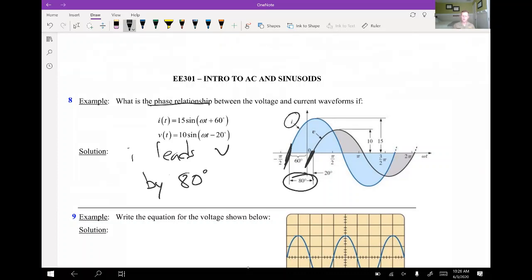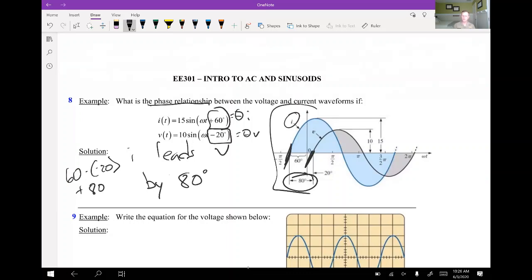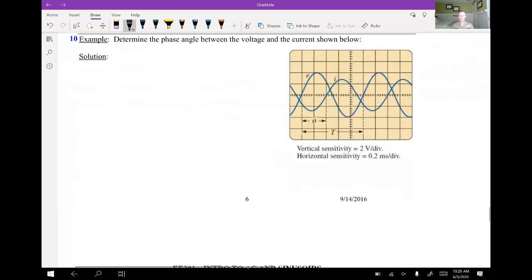Also note that they gave us the equation. So even if we didn't have the graph over here, we could look at omega t plus 60. That's like theta I right there. And negative 20 would be theta V. So if I needed to know their relationship, I do 60 minus negative 20, and that gives me positive 80. Notice that theta I is leading from 0, theta V is lagging from 0, so therefore I is leading V by their sum, by their difference there.